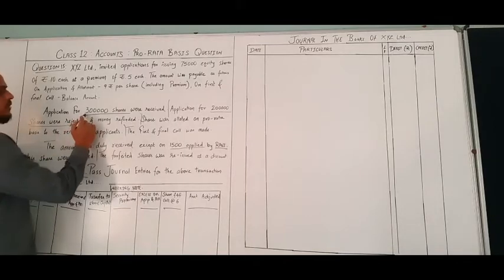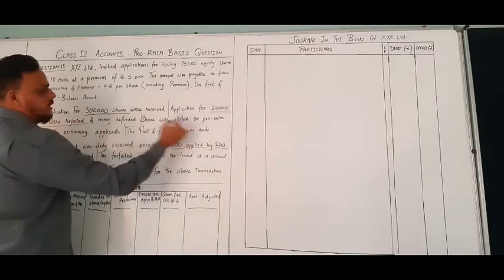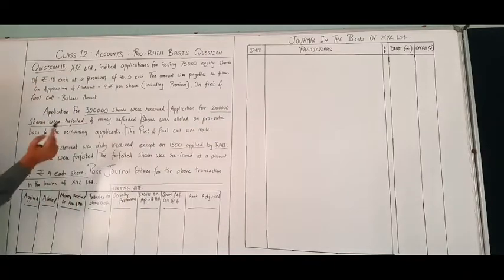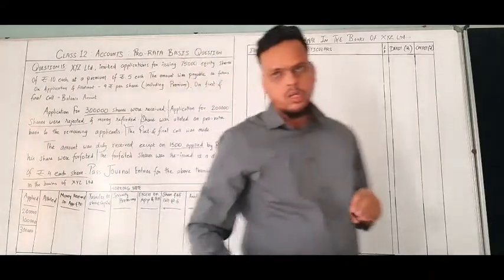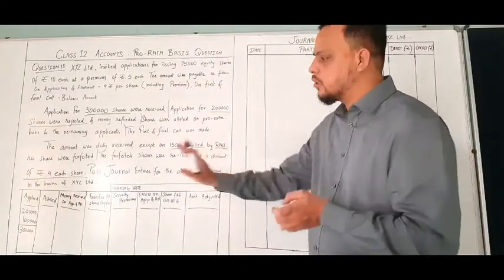So the first column is of applied. Applications were received; here applications were totally received for 3 lakh shares. Out of that, 2 lakh were rejected and 1 lakh was allotted pro rata. So here I am writing 2 lakh and 1 lakh respectively, and overall total 3 lakh shares. It can be seen in the video. If not, what I am speaking, just concentrate on that.